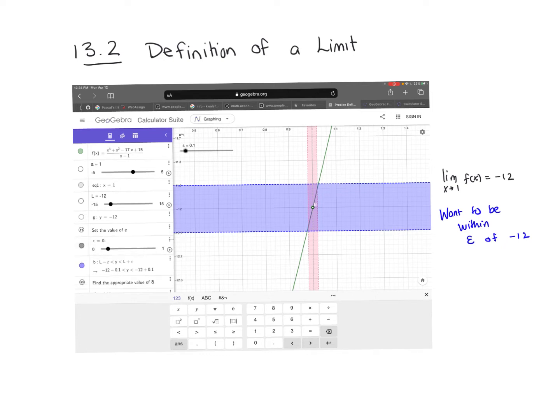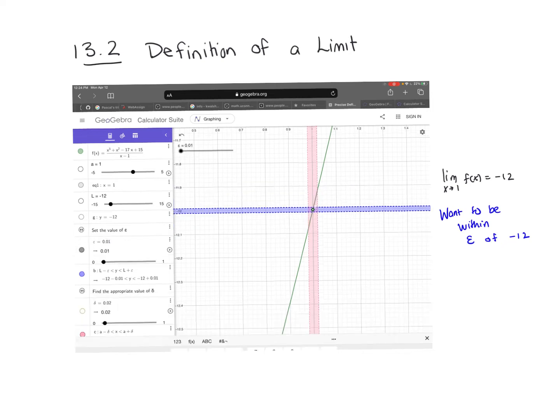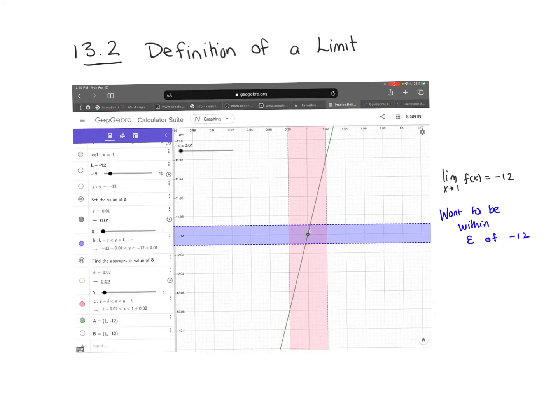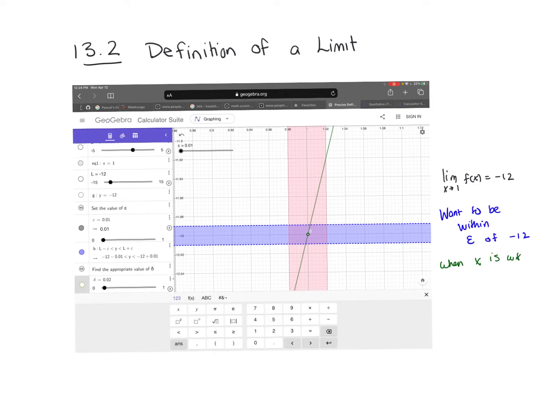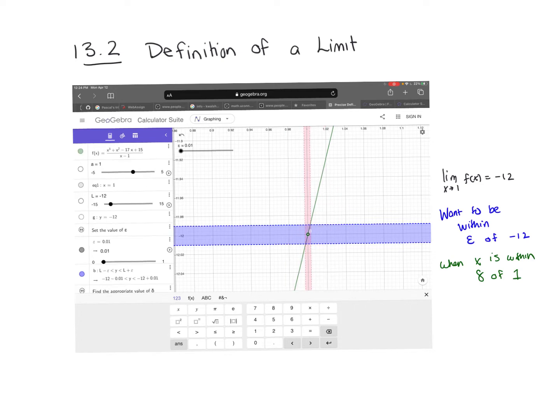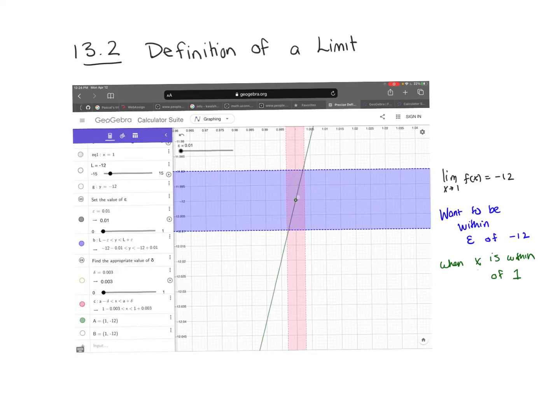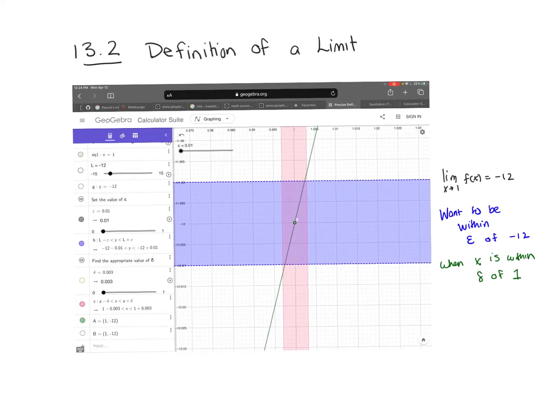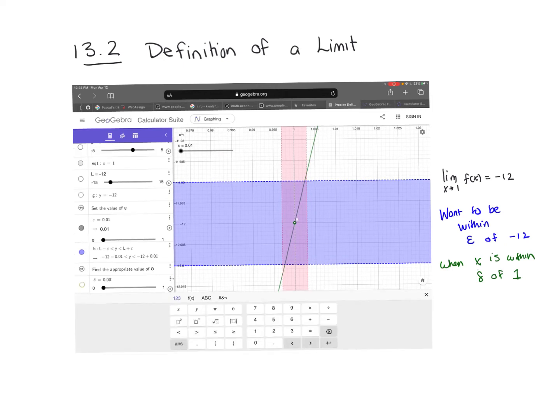Can I get it to be within 0.01 of negative 12? Again, I'm going to zoom in here. Now that same distance away from x, that's called my delta. That's not going to work, right? If I'm looking at that red region, in that red region, the function values aren't always stuck in the blue region. But if I make that a little bit smaller, let's say I make it 0.03, now we can see in that red region, is the function value always going to be in the blue region? Not quite, but I can make it a little smaller still.